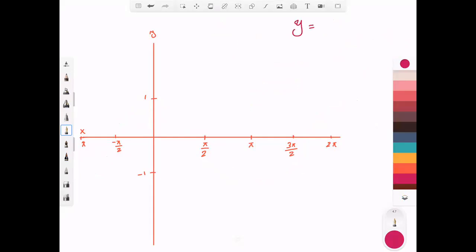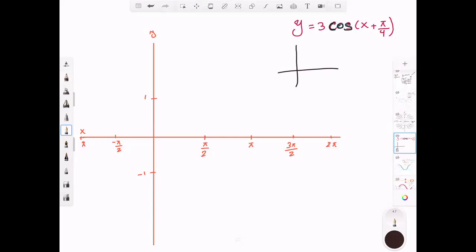Y equal to 3 cosine of x plus pi over 4. In order to graph, usually there might be multiple choices of which one is the best fit for this. So we are dealing with cosine. Graph of cosine. Cosine starts from 1, goes here. So this is 2 pi, correct? This is pi half. That's pi.